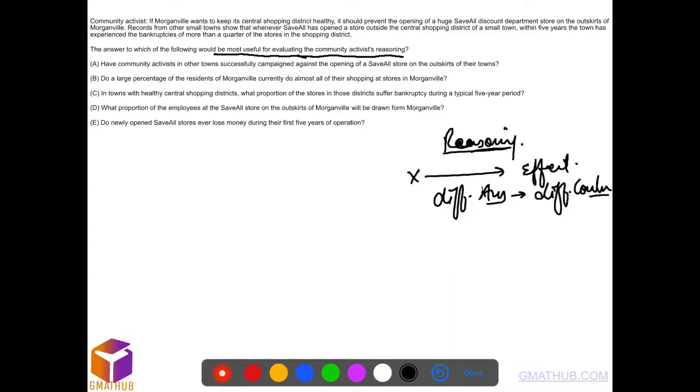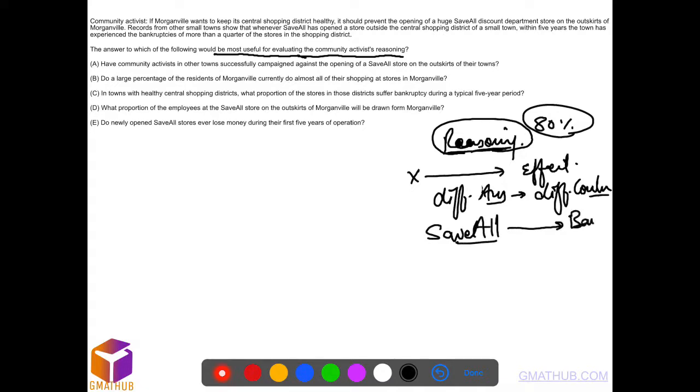The first thing is to get the reasoning clear. 80% of mistakes happen because the reasoning or the conclusion is not correct. So if you read the paragraph correctly, it says the Save All discount stores cause bankruptcies of other stores, and hence we must not have Save All stores. So that's the reasoning. We need to see if the opening of Save All stores is the sole cause of bankruptcies. Okay, if the answer is yes, we'll have one kind of reasoning, one kind of decision. If the answer is no, we'll have the exactly opposite conclusion.